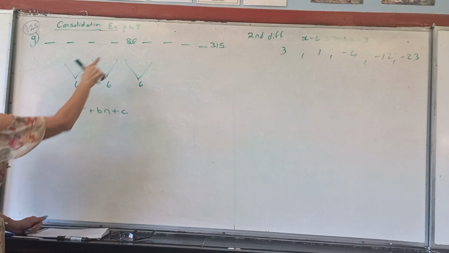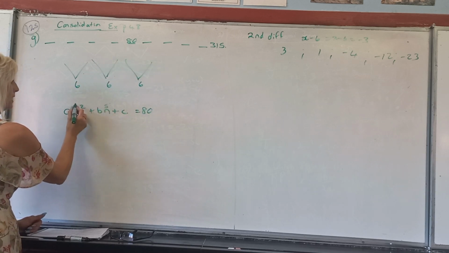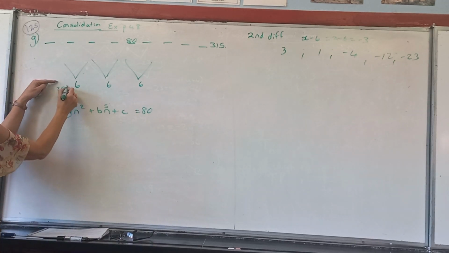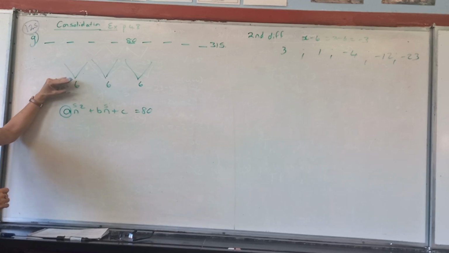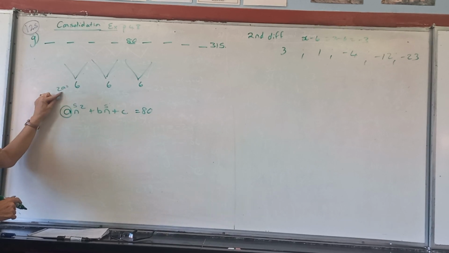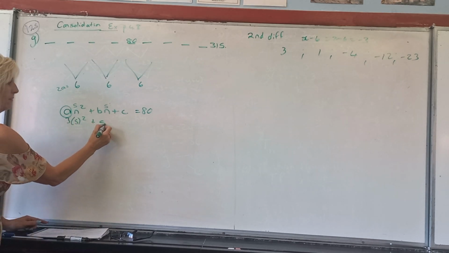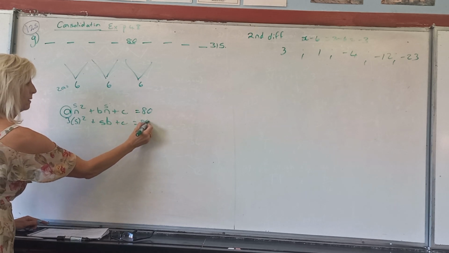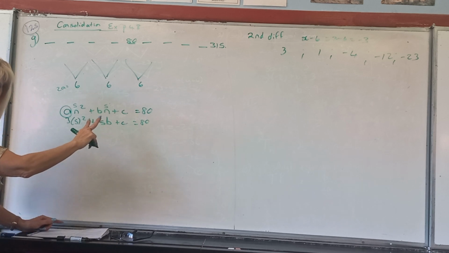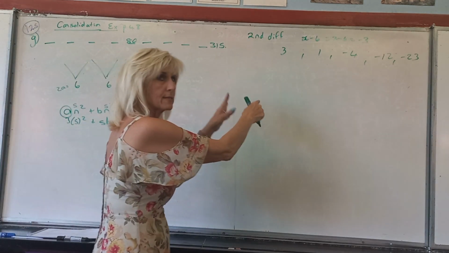Right? Then for term number 5, we know that the answer is going to be 80 and we're going to substitute the N with a 5. We can find our A by saying 2A is 6, so A is 3. So it's 3 times 5 squared plus 5B plus C. What's happening here? Two variables? Yes, because if I do that, I'm going to do exactly the same thing here.